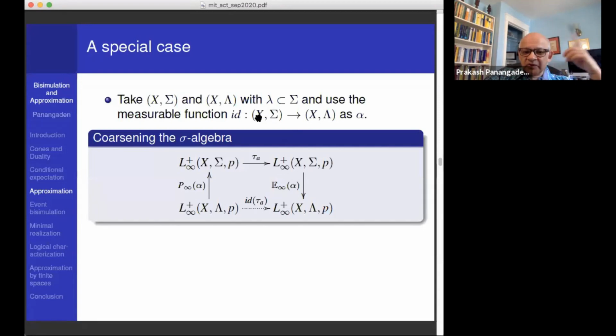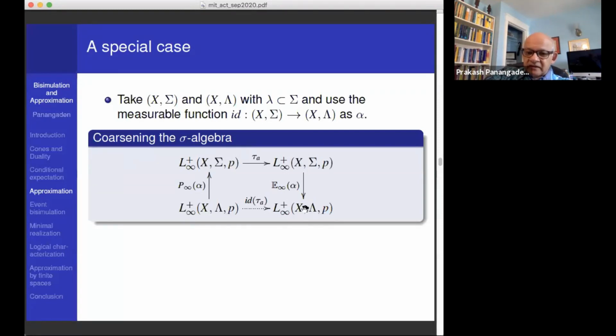And what we're going to do is use that as the alpha in our approximation. So you see what happens here is that we're injecting the L infinity function into the space of L infinity functions, but with a sharper sigma algebra. Then we're doing the transformation as given by the Markov process tau. And then we're coarsening it back to this space here.